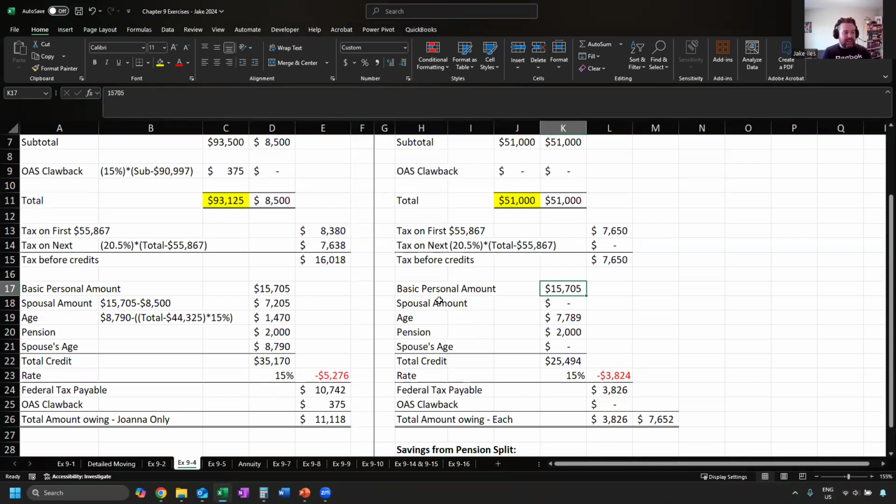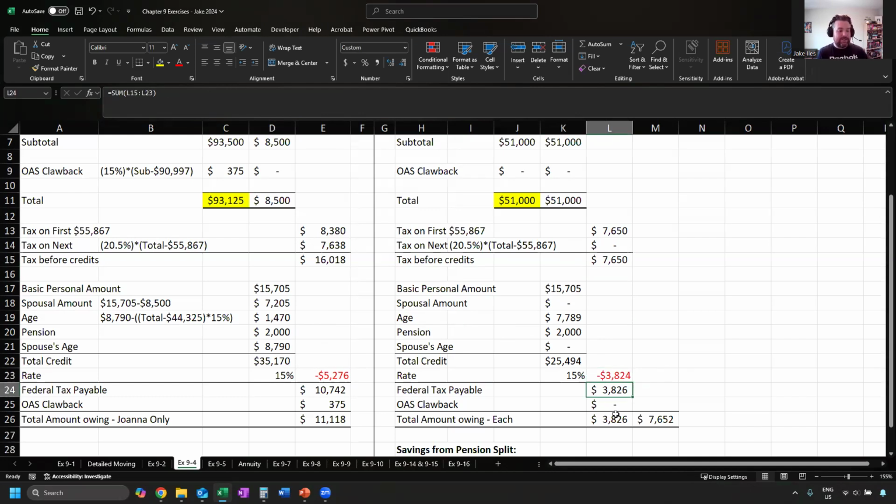So gross taxes is just $7,650. Joanne is no longer going to get those spousal transfers or the age amount because John's now using them all up. So $15,705 for the basic personal. Our age credit is much higher because we no longer have that high income, removing it or taking it back down. Pension income of $2,000. So Joanne's tax return is going to be saving $3,824 because of those credits. So gross tax $7,650, saving $3,826.